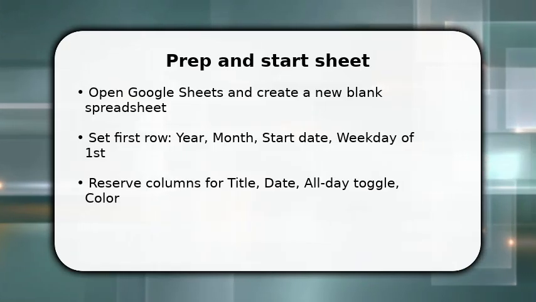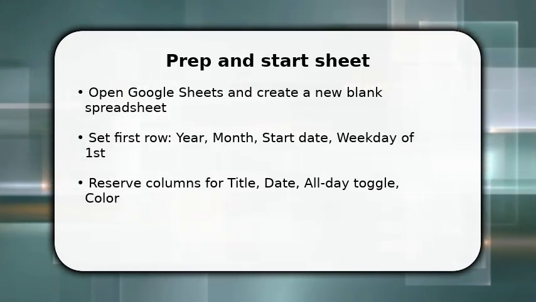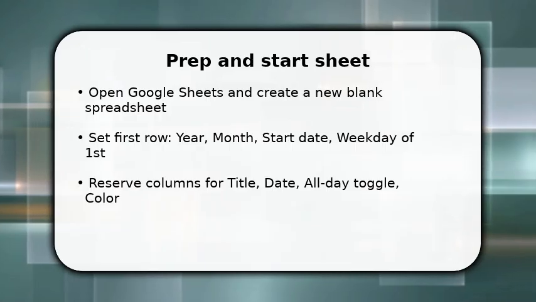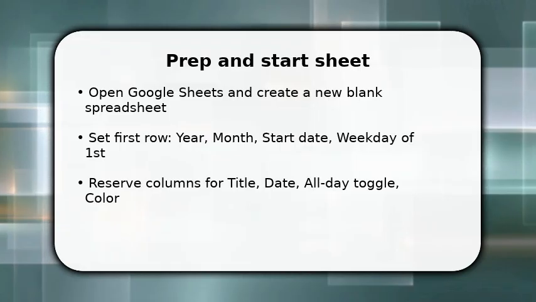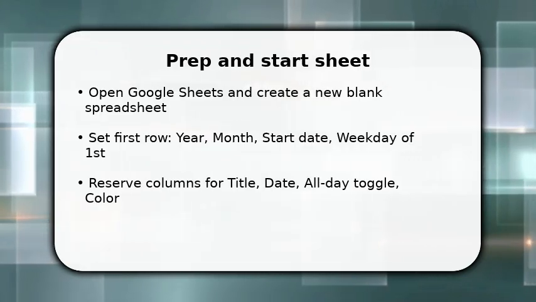Enjoy the video. You begin by opening a new Google Sheet and naming it for the calendar year. This gives you a clean canvas. Next, create a small control panel at the top. Enter year, month number, the date for the first day, and the weekday index.